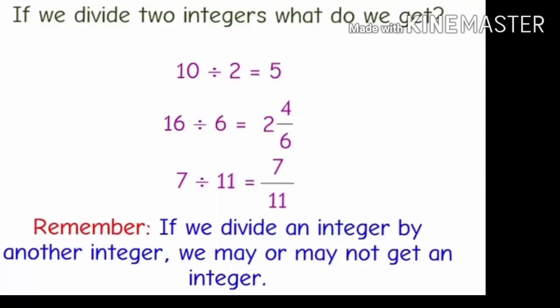Got it? Now let's start with the properties of division. What happens when we divide two integers? What do we get? For example, 10 divided by 2 is 5. But 16 divided by 6 is a mixed fraction, 2 and 4 by 6. 7 divided by 11 is a fraction. So if we divide an integer by another integer, we don't always get an integer, right?